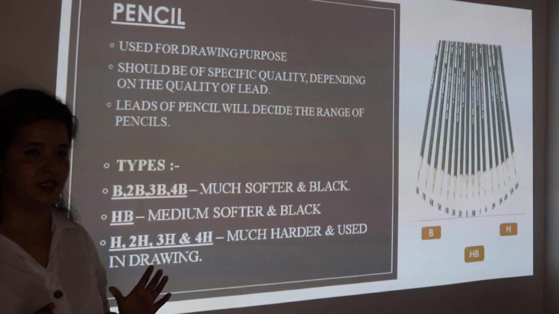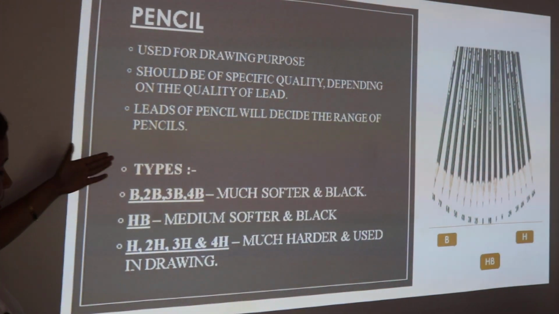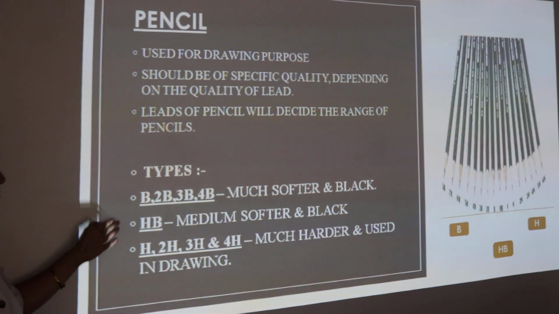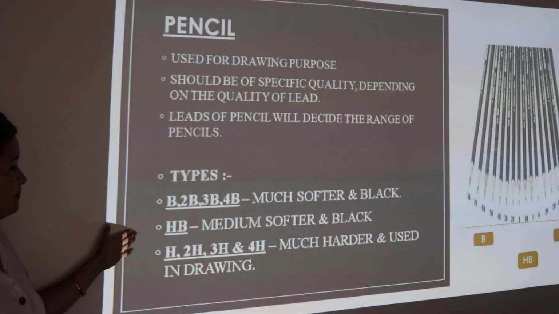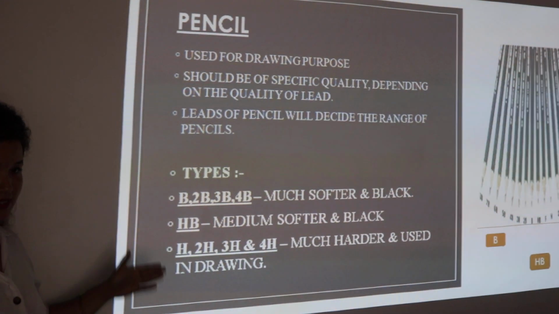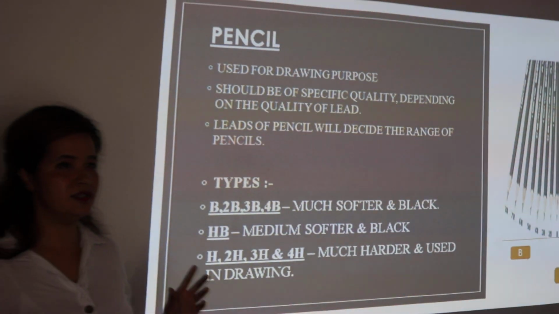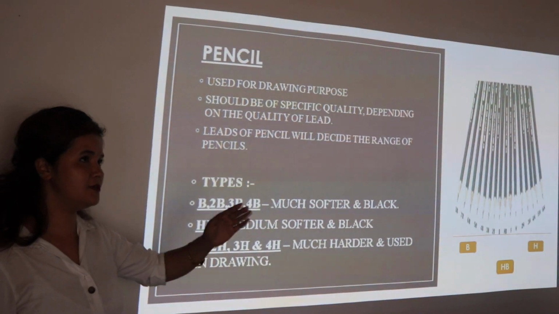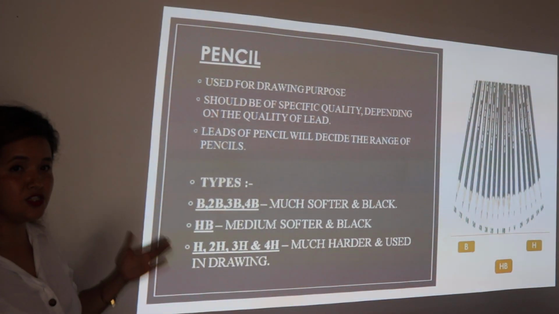In engineering drawing we have three types of pencil, that is B category, HB category and H category. B stands for black, HB stands for hard black, and H stands for hard. You have B categories of various kinds of pencil, ranging from B to 6B, 8B pencil. What is B pencil used for in engineering drawing?